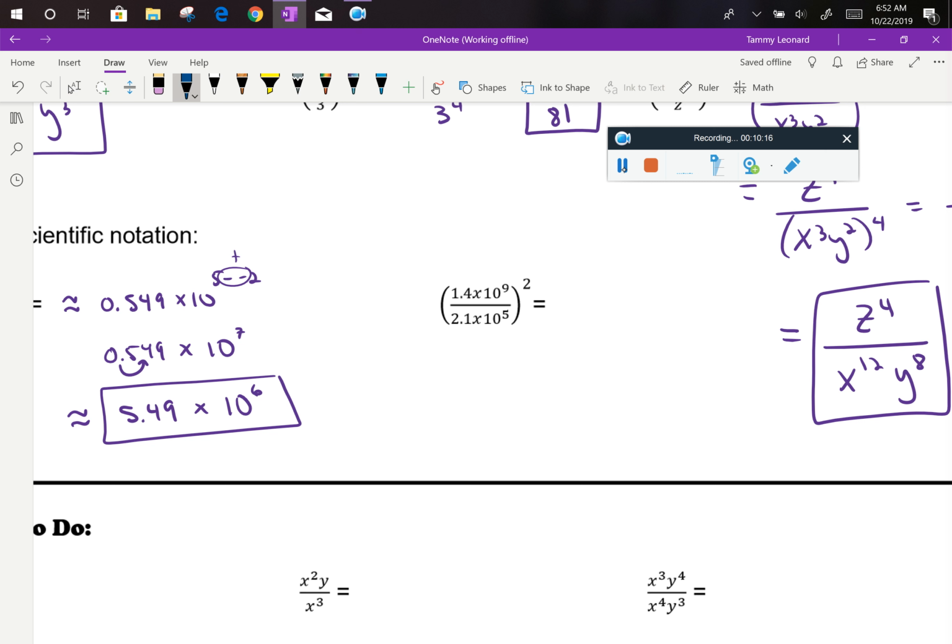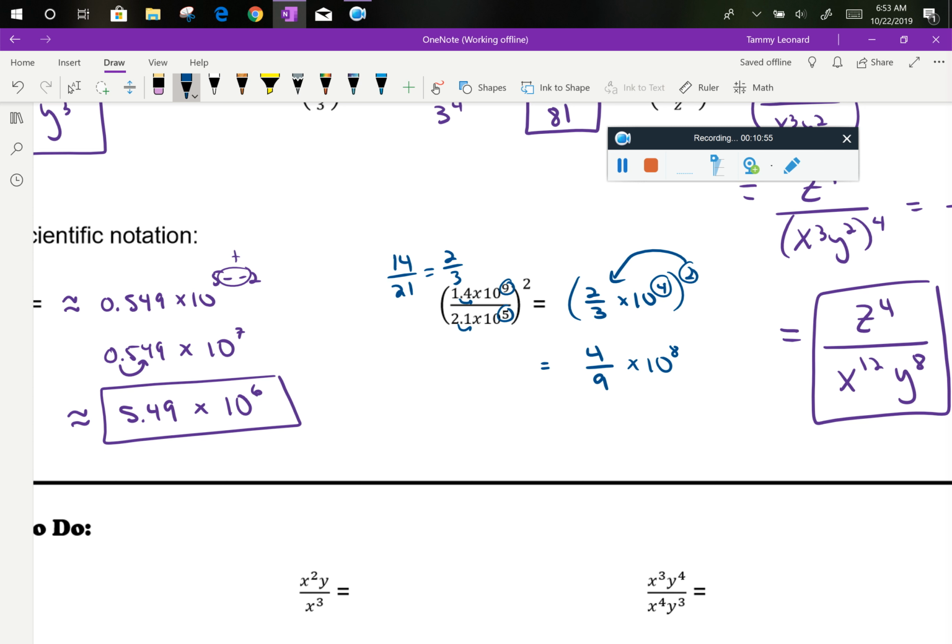I can see that that should happen because notice if I had 14/21, right, move this decimal point the same amount on top and bottom, that would just be 2/3. It would actually be easier to work with the fraction in this problem than it is to work with the decimal. So I'm going to go ahead and do that. I've got 2/3 times 10 to the, notice 9 minus 5 is 4, and then that is being squared. So when I look at this problem, I have 4/9, because that's what happens when you square 2/3, and 4 times 2 is 8, so this is times 10 to the 8th.